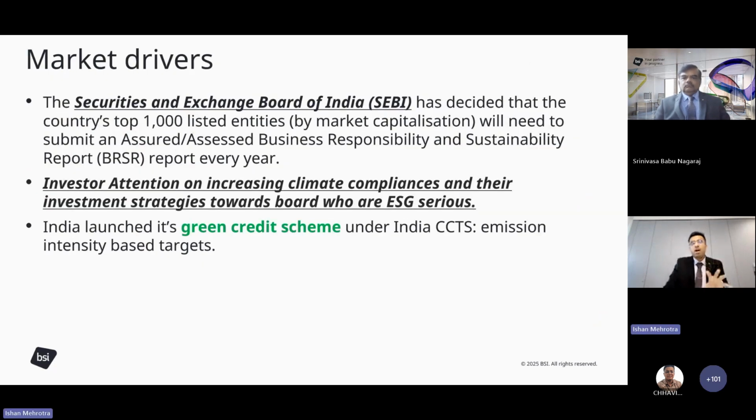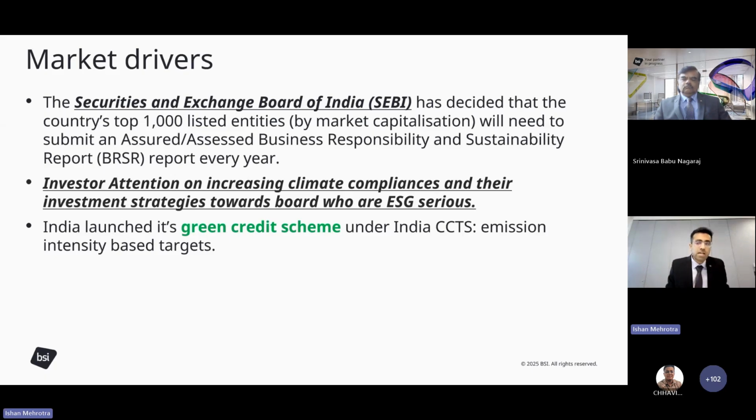When it comes to the market drivers in India, the Securities and Exchange Board of India, SEBI, has decided that the country's top 1,000 listed entities will need to submit an assured or assessed BRSR ESG report. Within that ESG report, GHG emissions is one of the key criteria. And if we keep the climate thing aside for a moment, although it's one of the most important things, the investor community is now analyzing the risks to your business which might happen because of climate change.